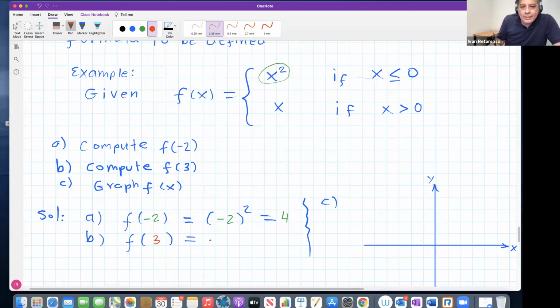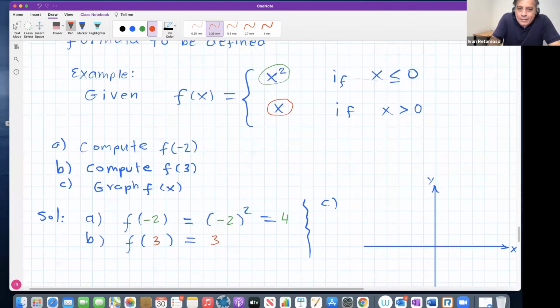Now, what if they ask you to evaluate this piecewise function at 3, f of 3? What is f of 3? Well, for this evaluation, I have to use this formula now. Why? Because 3 is greater than 0, right? For input values greater than 0, use the identity function. So evaluating at the identity function gives me just 3, right? 3. Great.